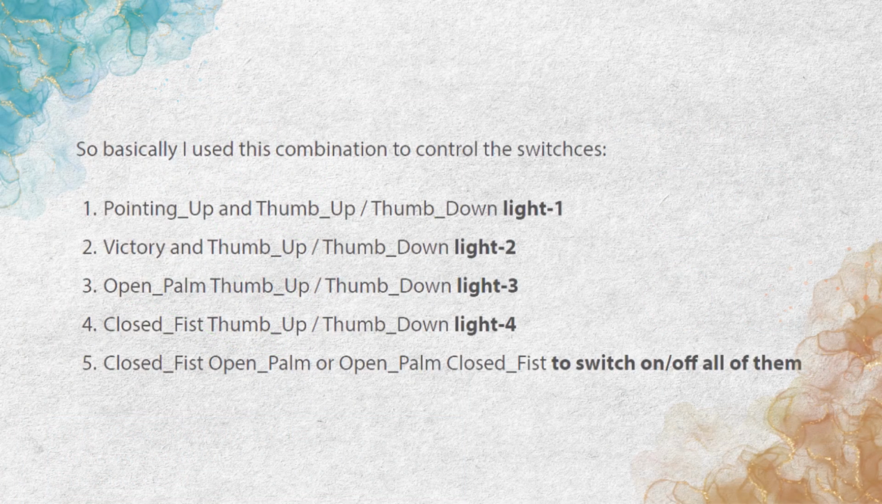Bear in mind, I used thumbs up and thumbs down in the first four configurations as an on-off indicator. So, as an example, I will point up and thumb up to turn on switch 1, and point up and thumb down to turn it off, and so on. So basically, I used these combinations to control the switches.